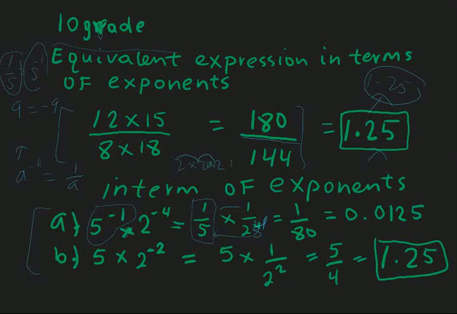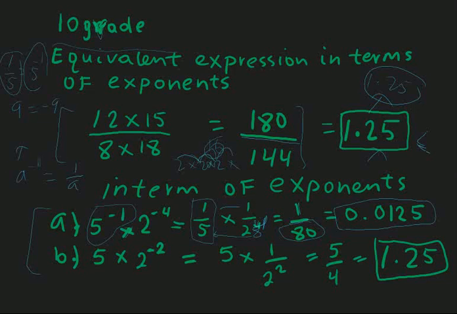I have to add one more, sorry. 2 times 2 is 4, 4 times 2 is 8, and 8 times 2 is 16. So 16 times 5 is 80. That's how they got 80 here. So 1 over 80 gives you this decimal number, which is less than this.